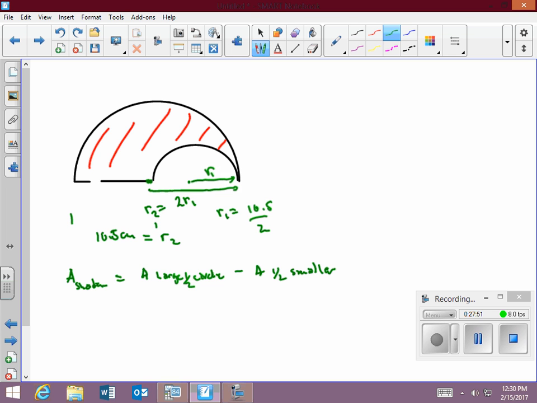Well, the area of a circle is what? Pi r squared. Yes. So this one, if we did 1/2 of pi, and the r there is what? 10.5, and we square it, minus, if we do 1/2 of pi, and then it's 5/2, that's the radius squared. That should be it, shouldn't it?